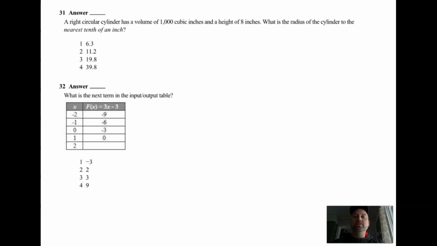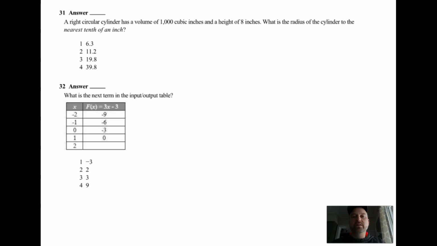Any formulas that you need, just go online and get them, whether it's the volume formula of a rectangular prism or a cylinder or a sphere or whatever the case may be. Just Google it and you'll have it.